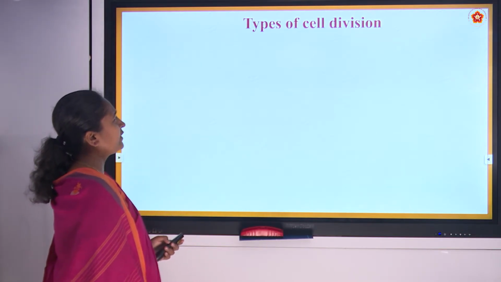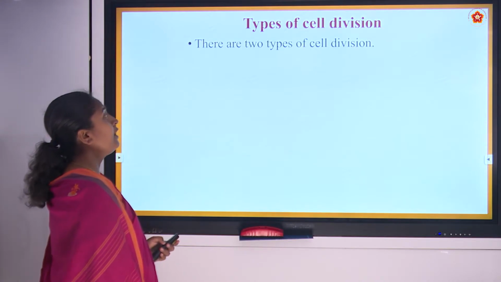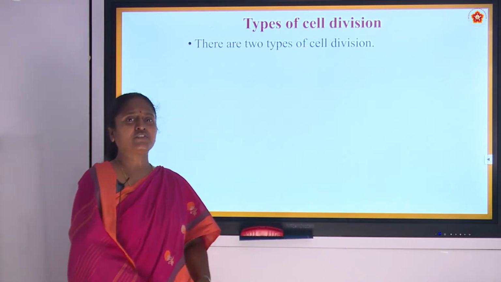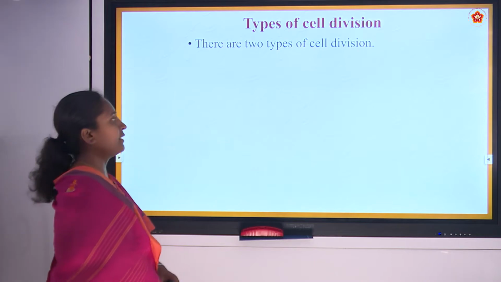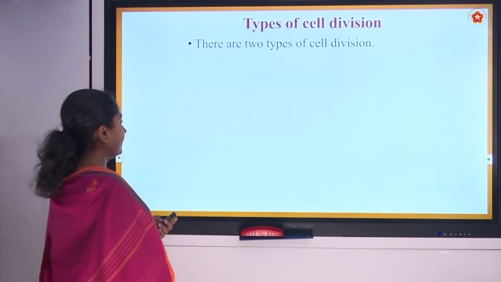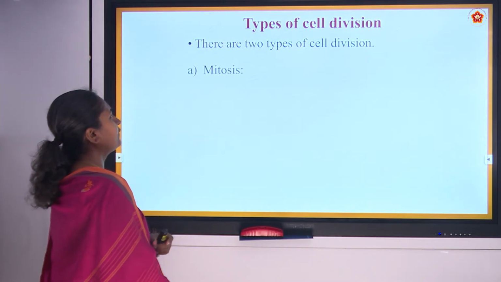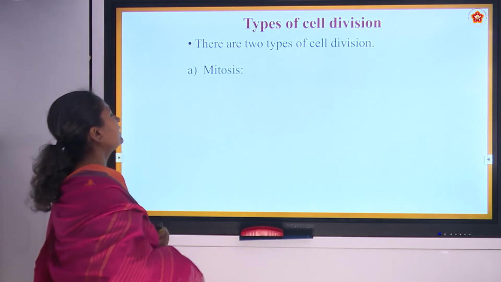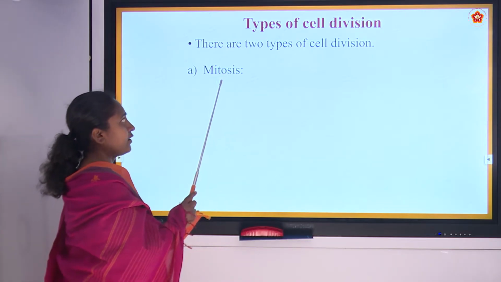Now we will see what are the types of cell division. There are two types of cell division present in the plant cell and also in the animal cell. So what are the two different kinds of cell division we can see? The first one is known as mitosis.